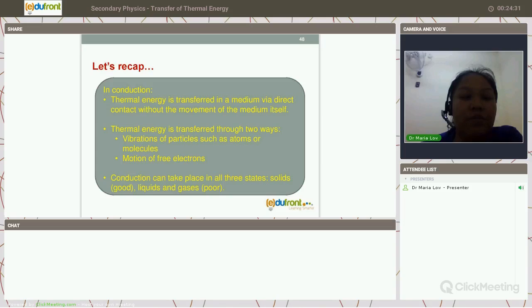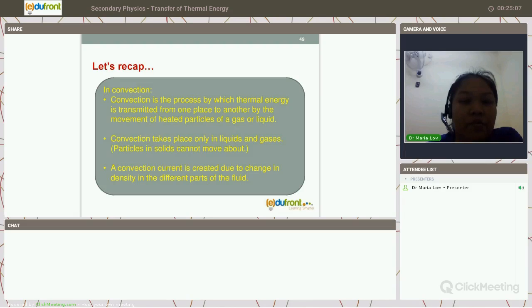In conduction, thermal energy is transferred in a medium via direct contact without the movement of the medium itself. Thermal energy is transferred in two ways. The first is vibration of particles, such as atoms or molecules, and if the material is a metal, there will be motion of free electrons that helps in conduction of heat. Conduction can take place in three states, mainly solids, liquids, and gases, where solids are better conductors in comparison to liquids and gases.